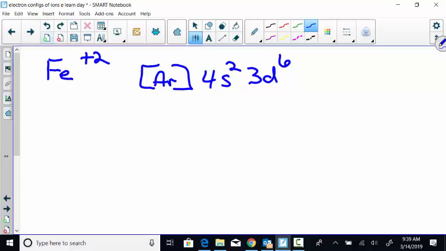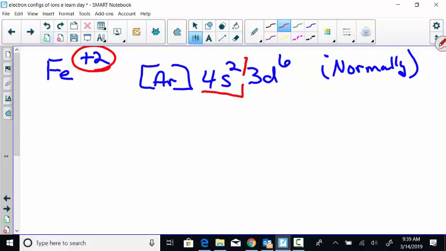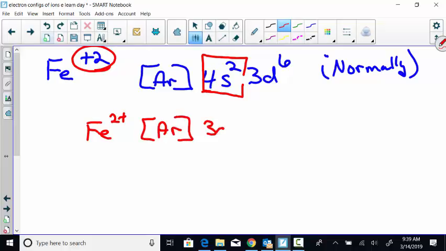So this is its normal configuration. This is what it would normally look like. Now, iron likes to form a +2 charge. Well, how would it do that? Well, you can see right here that there's a 4s2. So if it gets rid of those 2 electrons, then it becomes Ar 3d6.